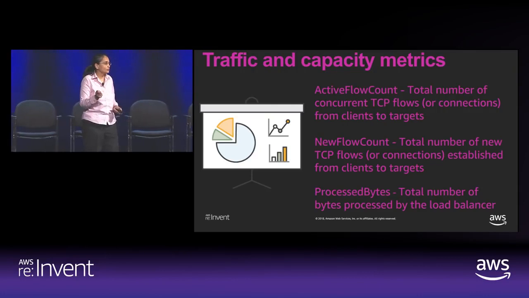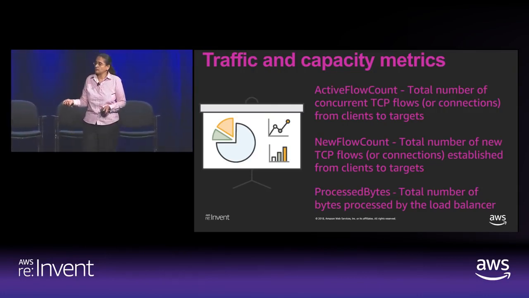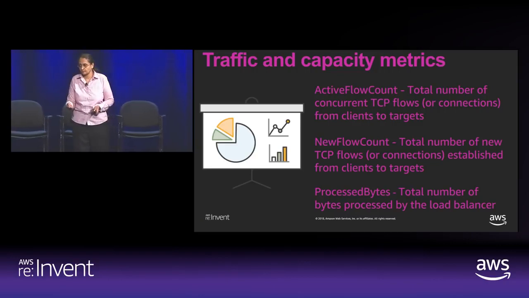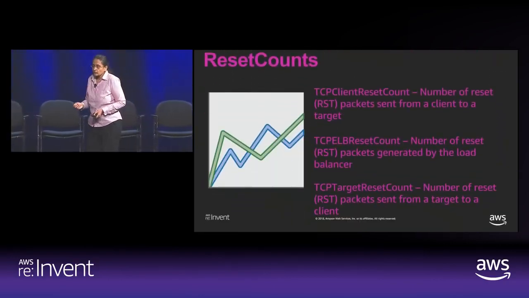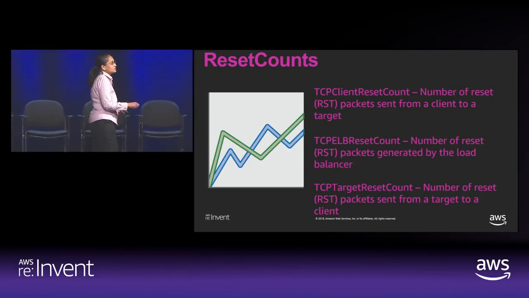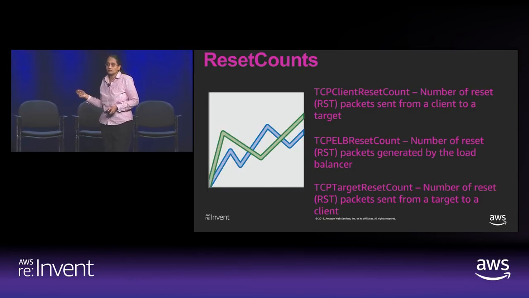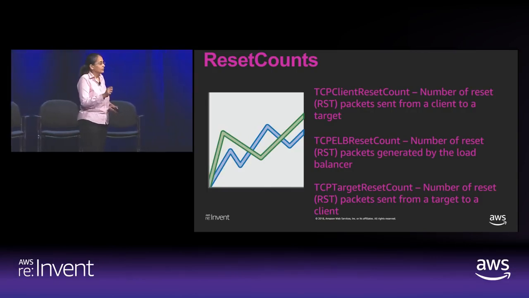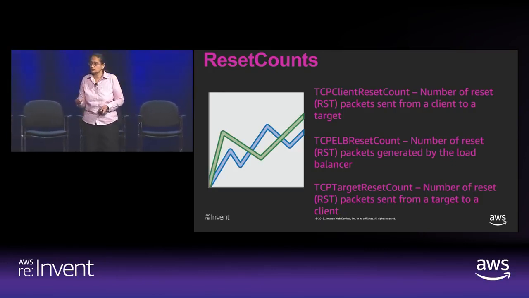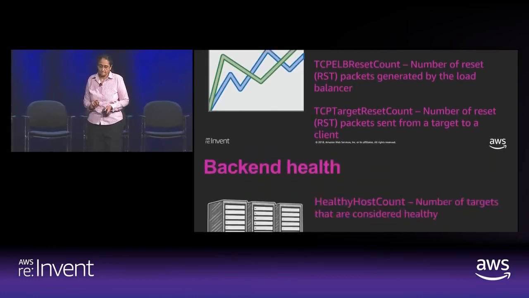The process bytes include both the request and response, and one point I want to highlight here, it includes the headers also. Since network load balancer is a complete pass-through device, most of the resets are basically just passed through by the network load balancer. The client resets are passed through, the target resets are passed through. In addition, any resets that are done by the network load balancer have a new metric.